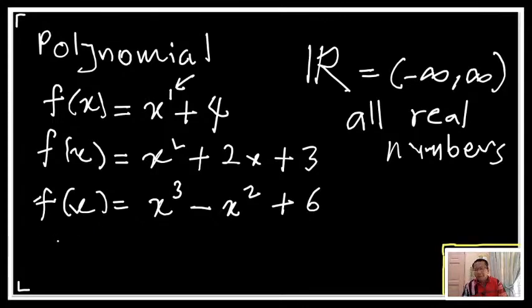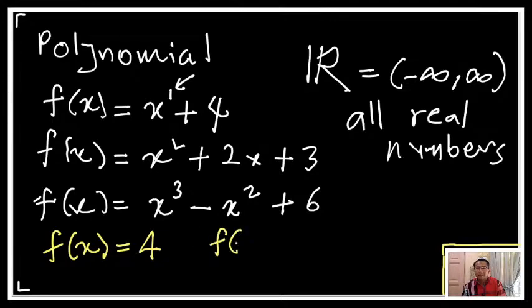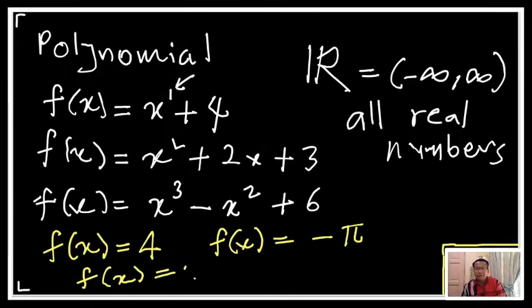Also, you should not forget that f(x) equal to a number, a constant, for example 4, is also a polynomial. So the domain for this is also all real numbers. Another example is -π. Pi is a number, a constant. And don't forget 0.